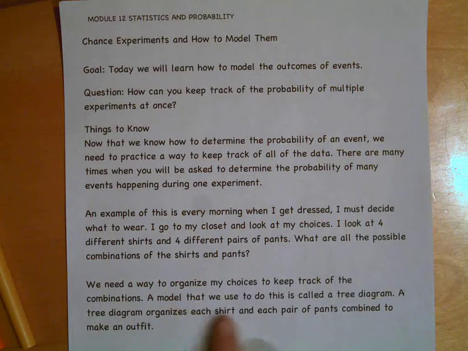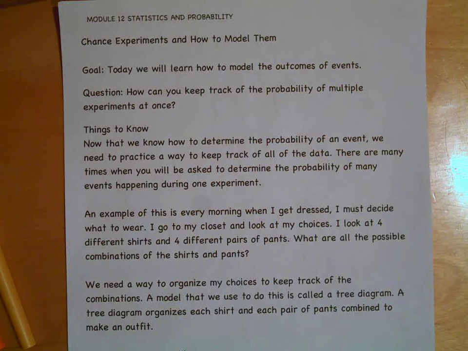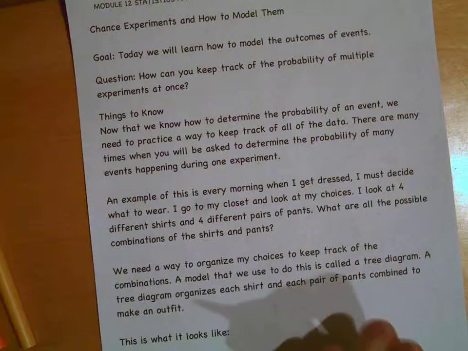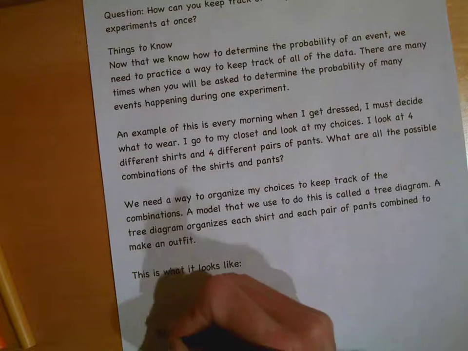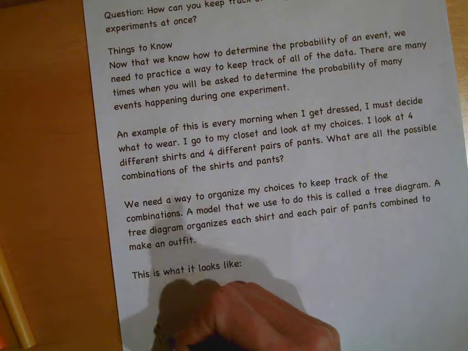A model that we use to do this is called a tree diagram. A tree diagram organizes each shirt and each pair of pants combined to make an outfit. And so this is what a tree diagram looks like. Typically what you do is you start off with what you have. So for example, I am the person. So I would say that here I am, this is me, okay?